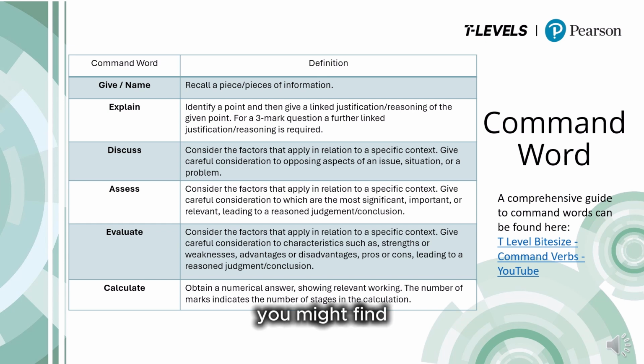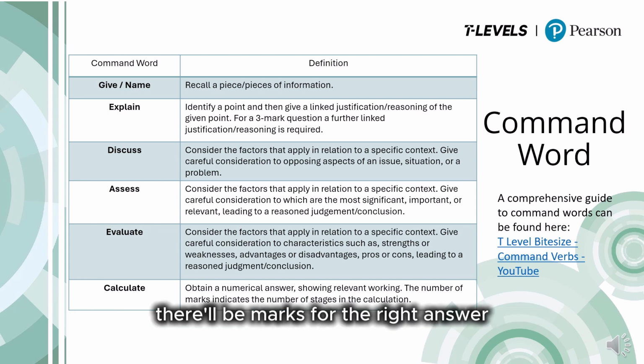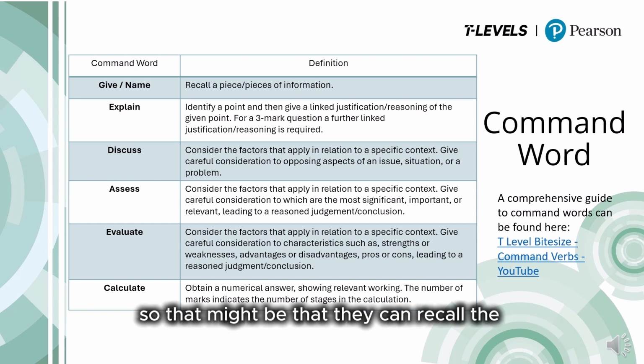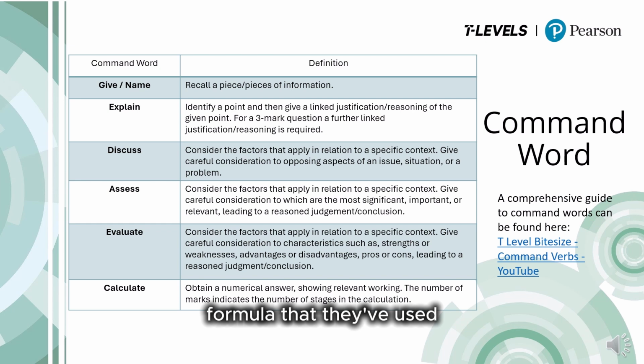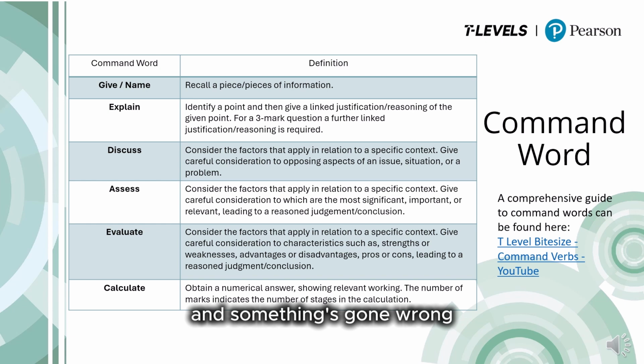Equally, you might find there are going to be some calculate questions on the papers. So for a calculate question, what they're looking for them is to obtain a numerical answer. There'll be marks for the right answer, but we're also going to want to see the working out. So that might be that they can recall the formula that they've used and that they show the working, because if they've put the right working down and something's gone wrong as they've popped it in the calculator, or they've miswritten it down, they sort of transposed the numbers, if we can see the working there, then they're at least going to get some of the marks rather than losing all the marks if they only put the final answer.